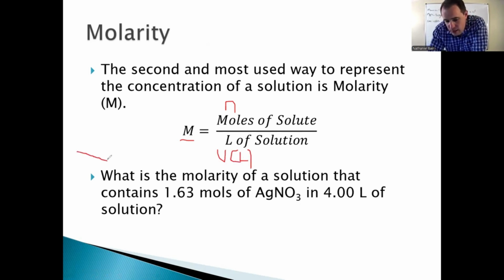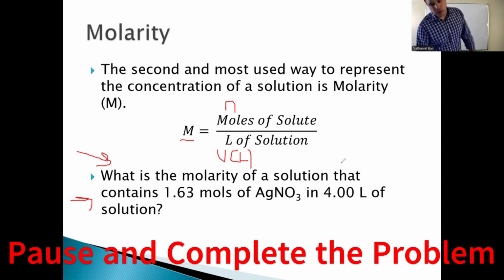So right here is the easiest problem you are going to get from me all year. I guarantee it. Go ahead and calculate the molarity if 1.63 moles of silver nitrate is dissolved in a total volume of 4 liters of solution. Watch out for sig figs. See if you can get the sig figs right. Go ahead.